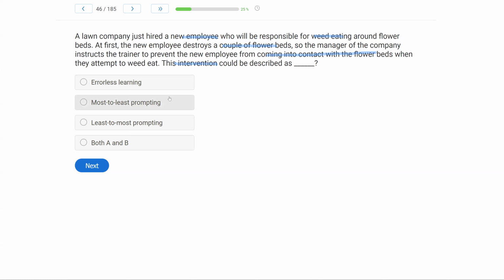What about B, most to least prompting? Well, it is also considered most to least prompting because errorless learning is the highest form of most to least prompting because you're not allowing errors to occur whatsoever. And so if we are errorless teaching, then we're also likely using most to least prompting. C, least to most prompting. We're not using least to most prompting since the manager is not allowing the errors to happen any longer. Remember, the whole idea behind errorless teaching is to stop errors from occurring anymore. So this intervention could be described as errorless learning or most to least prompting.